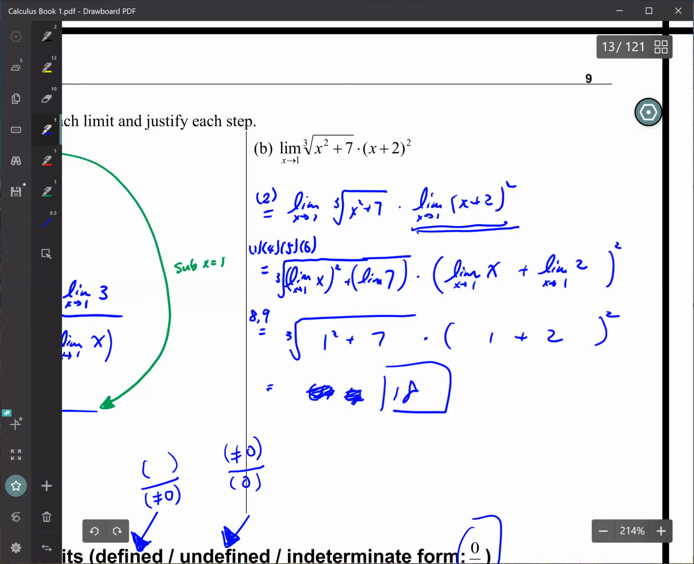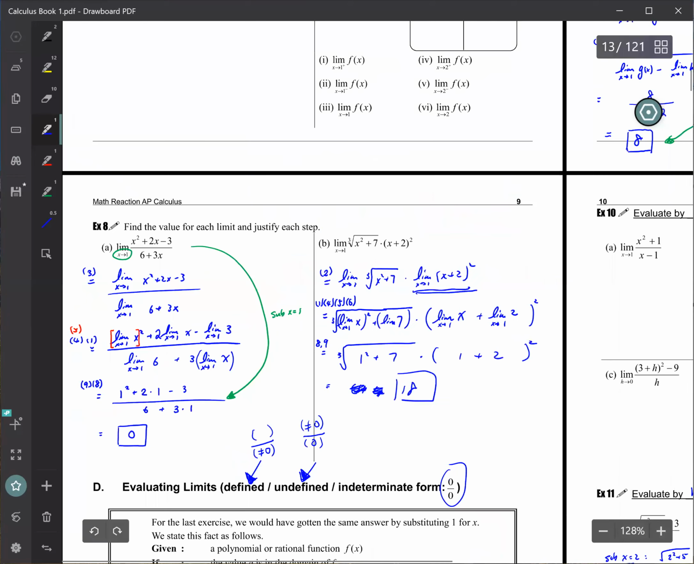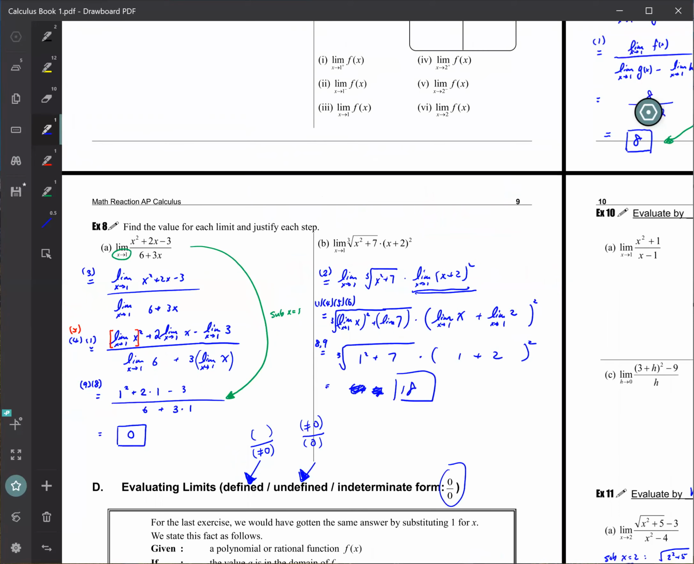So calculation-wise, it's not difficult. It's just a lot of writing and how to choose, how to show your work. That's more important here, okay?